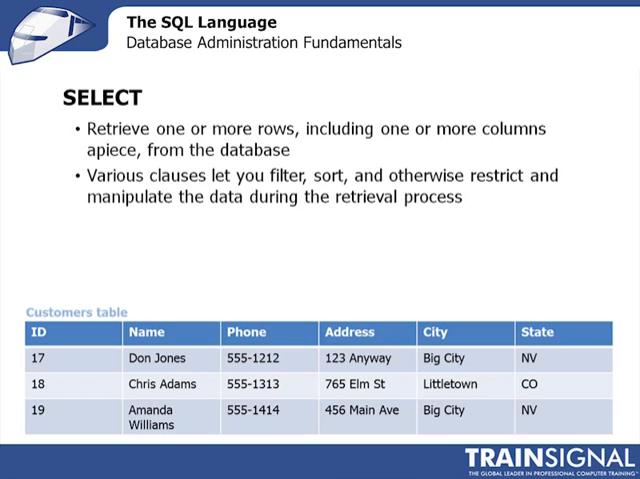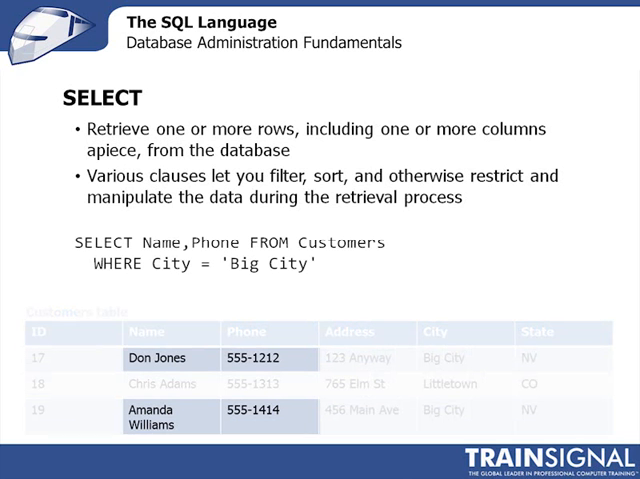So at the bottom of the screen here we have a customers table. That's the name of the table, customers. This has 3 rows of data, and each of these rows has 6 columns of information associated with it. If we issued the query select name, phone from customers, where city equals big city, then we're only going to get those rows of data where the city column contains the big city phrase, and we're not actually going to even get that city in our results because we've said we only want the name and the phone column from the customers table.